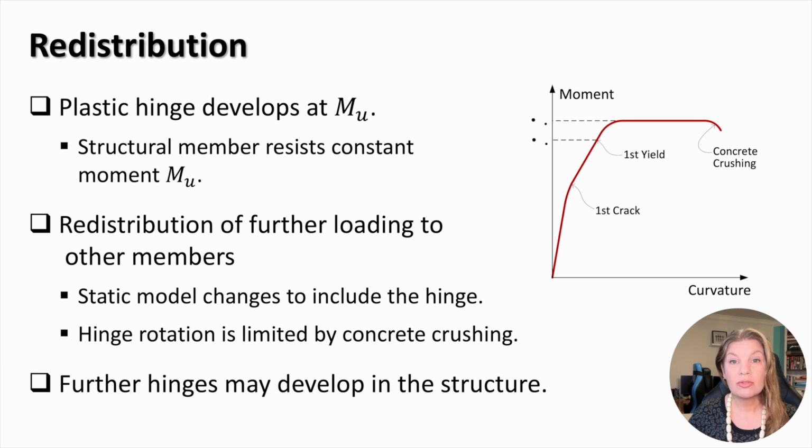The additional load is redistributed to less loaded members. The development of a plastic hinge results in a change of the static model by reducing the order of static indeterminacy. Further hinges may develop in this beam.